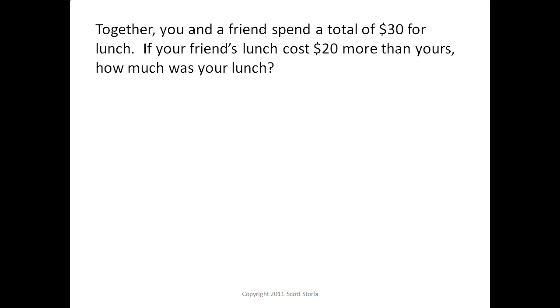Let's start with a pretty easy problem. Say you and a friend went out for lunch and spent a total of $30. If your friend's lunch cost $20 more than yours, how much was your lunch? When you see a problem like this, your intuition will tell you it's 10 bucks. It just pops into your head. You don't need algebra. You don't need a general procedure. It's just right there. There's just one problem.